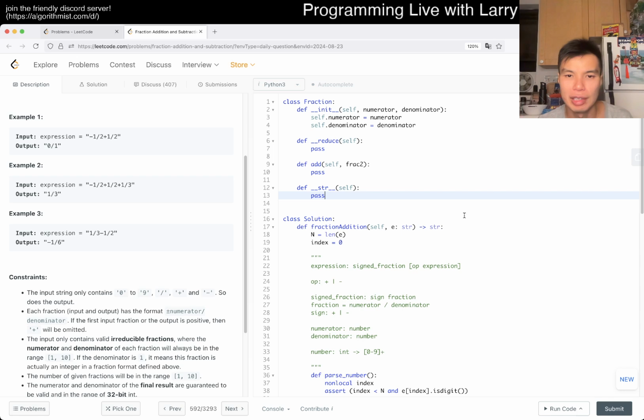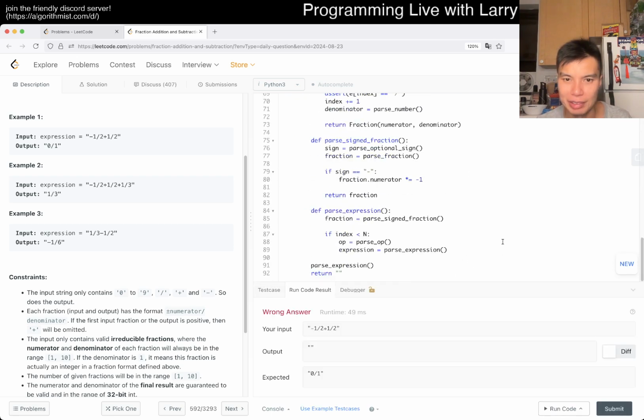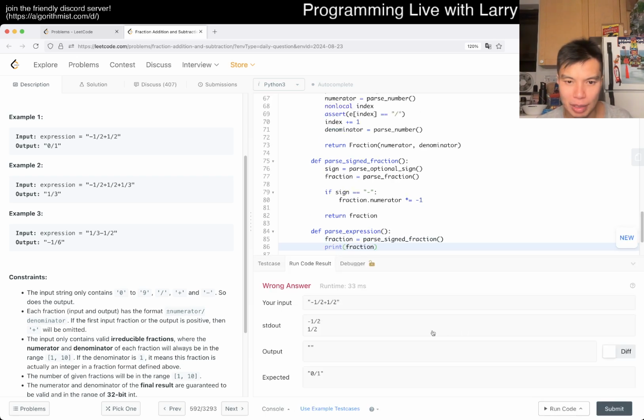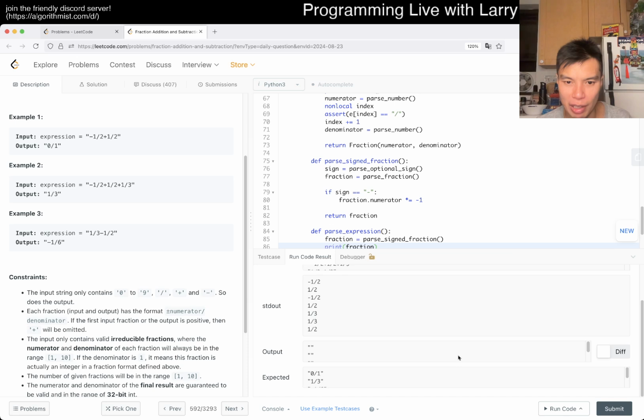So here we can just return a fraction of new. We should probably reduce this, but we shouldn't reduce it here, right? Like we should just keep it as an invariant. Oh, I forgot to print it because I wanted to print fraction. That's why I wrote the toString. Okay, so that looks actually what we want, right? So that's pretty good. Let's actually use the other example cases before we do the add.